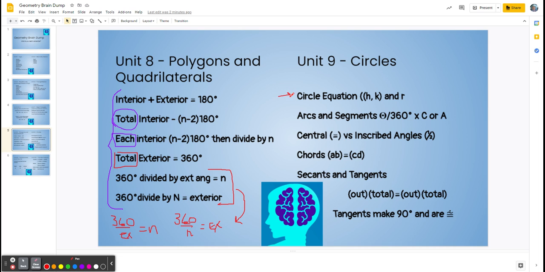If I know the circle center is H, K and the radius is R, I can write that circle, right? X minus H squared plus Y minus K squared equals R squared. Remember, the end of the equation is squared. Remember, the circle center and the equation have opposite signs. So if you have a positive H, you need a negative H. If you have a positive K, you need a negative K. They got to be backwards.